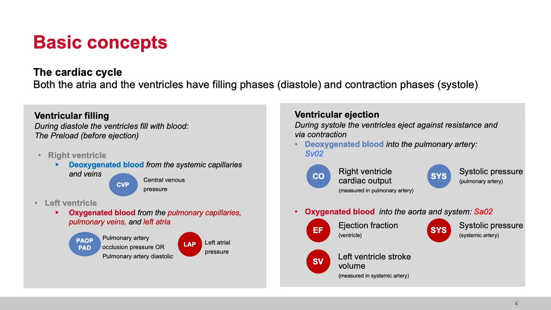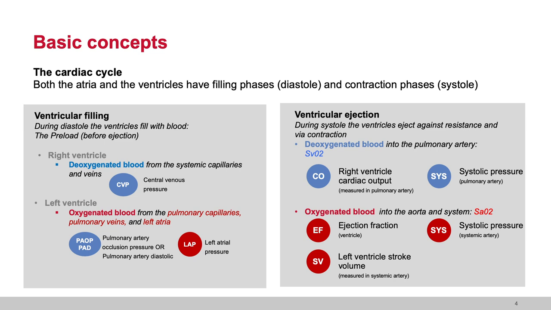Now, further enumerating these wonderful similarities and differences, we talk about ventricular filling. Ventricular filling is the time period where the ventricles are in relaxation, they are ultimately compliant, and the volume now will fill those ventricles, generating a pressure column known as the preload pressure or the filling pressure. The right ventricle on diastole fills with deoxygenated blood, and the left ventricle fills with oxygenated blood. We look at the column of pressure. That means as volume flows into a chamber, we see how that pressure changes for the right ventricle as CVP and for the left ventricle as PAOP or PAD or left atrial pressure.